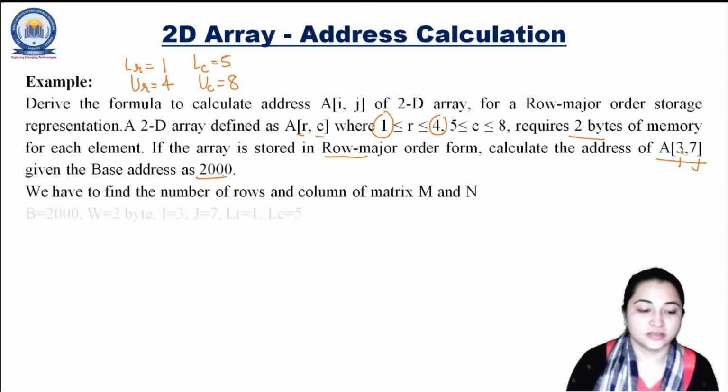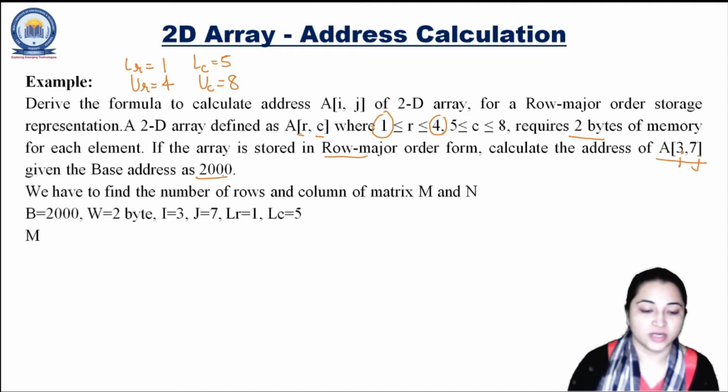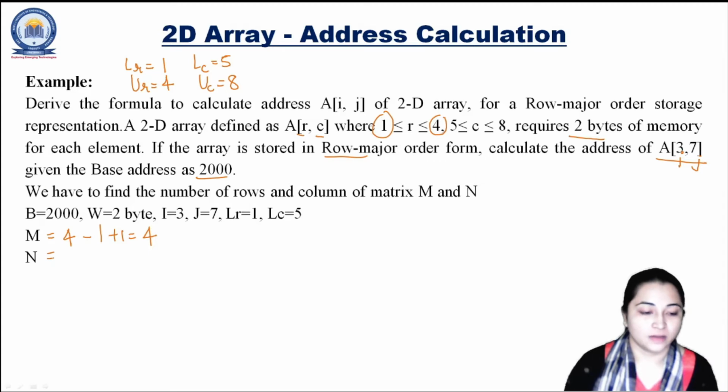So here are the values which we are given, and we need to find m and n. The value of m would be upper bound, which is 4, minus lower bound plus 1, so that would be 4, and the value of n will be upper bound of column minus lower bound of column plus 1, so that will also be 4.